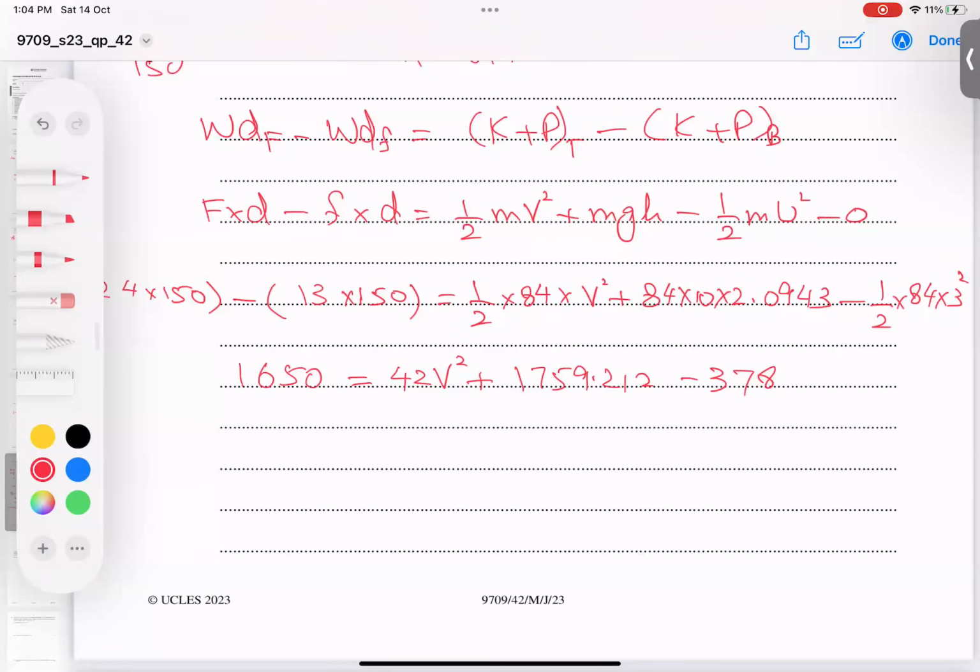Okay, and now I check it. 1650 minus 1759.212 and plus 378. Yes, it is coming 42 v square equals 268.788, divided by 42, and then I take a root, and the answer coming with me is 2.529, but rounding, 53 meters per second.